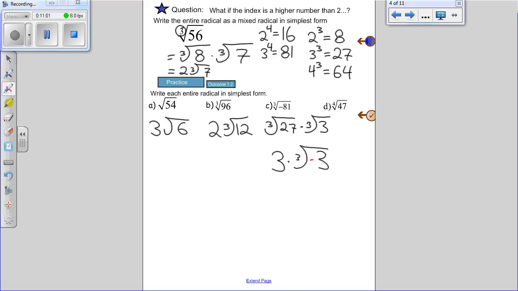So this 3? Yes. Letter D, I guess, is already simplified. Nothing can go into it. Nothing goes into this one.